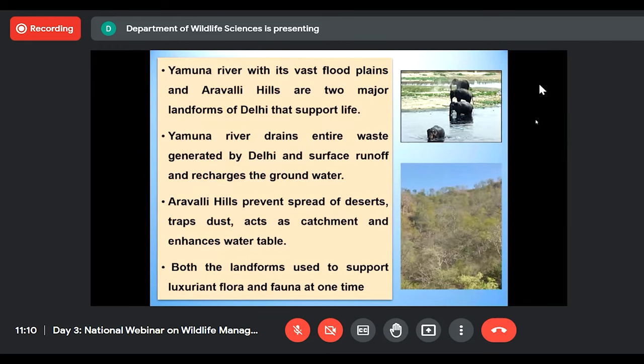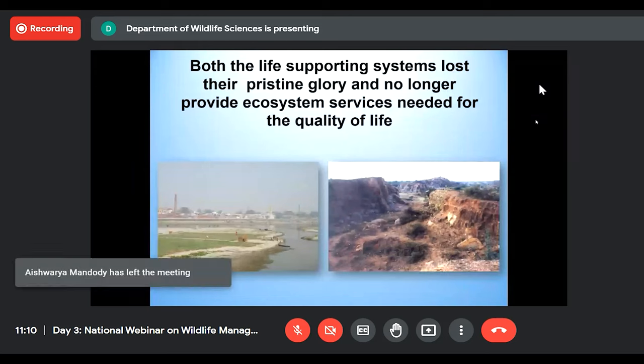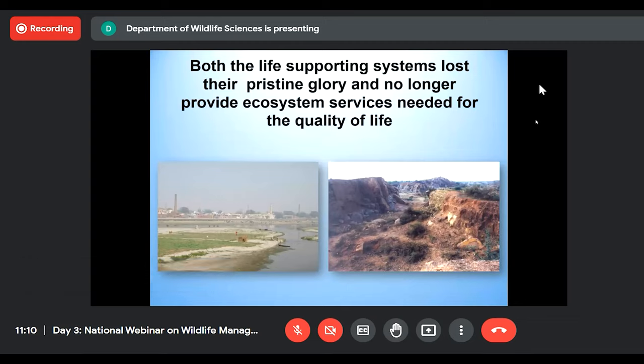At present. Next, please. So both the life supporting systems lost their pristine glory and no longer provide the ecosystem services needed for the quality of life, either to the human being or to the wild inhabitants, the flora and fauna of this megacity. Next, please.